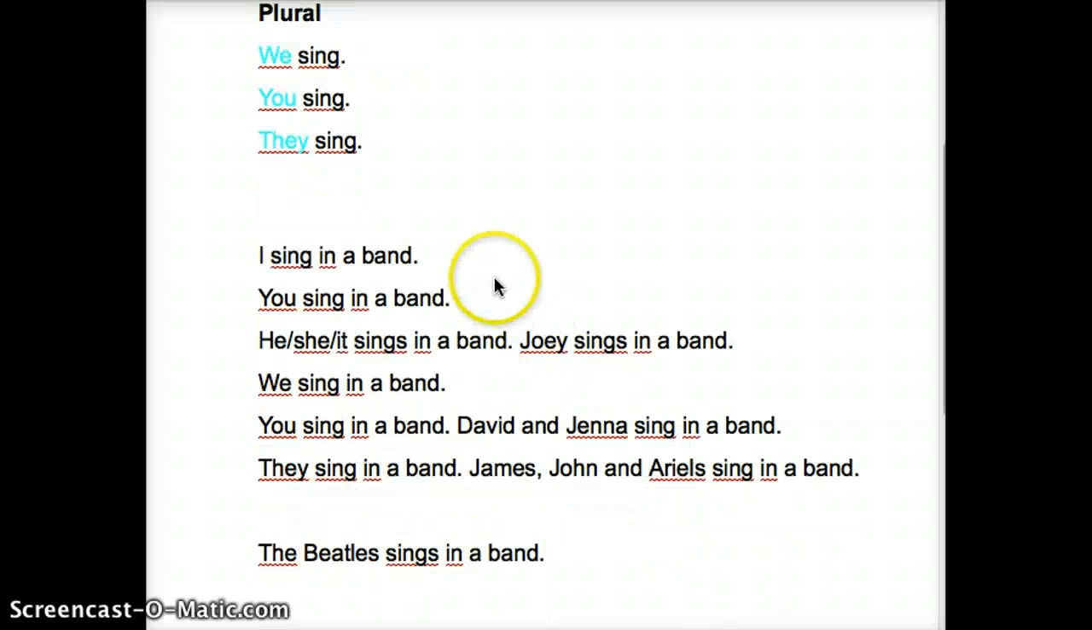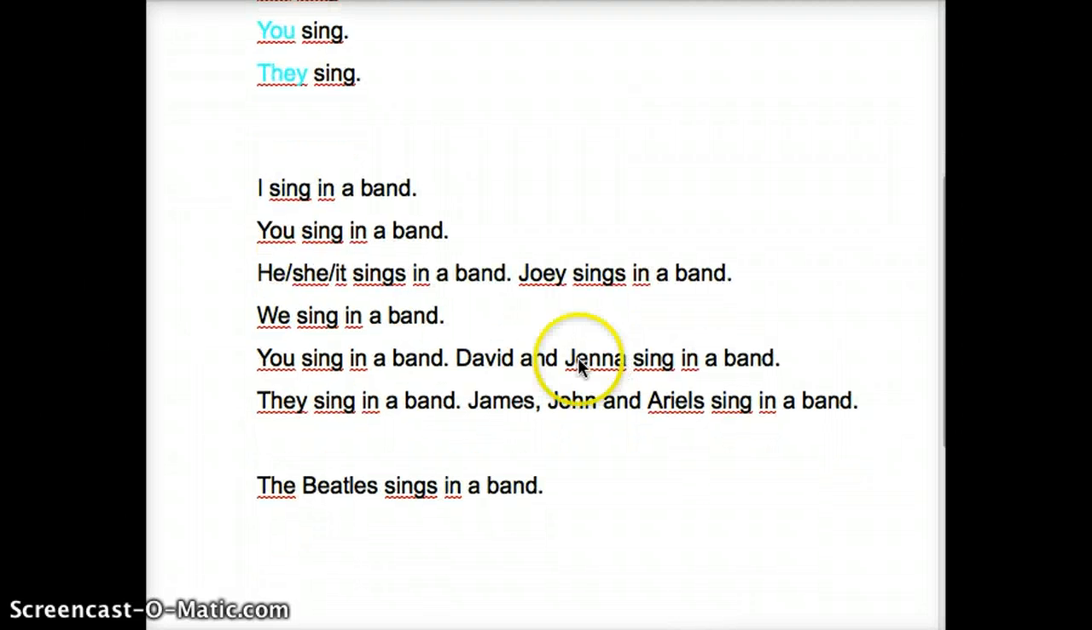For example, you can say I sing in a band. You're talking about yourself, you're talking about another person, and then you're talking directly, and then you talk about he, she, it sings in the band, and then you say Joey sings in a band. You're talking about another person. Then you have the S, and you can say we sing in a band.